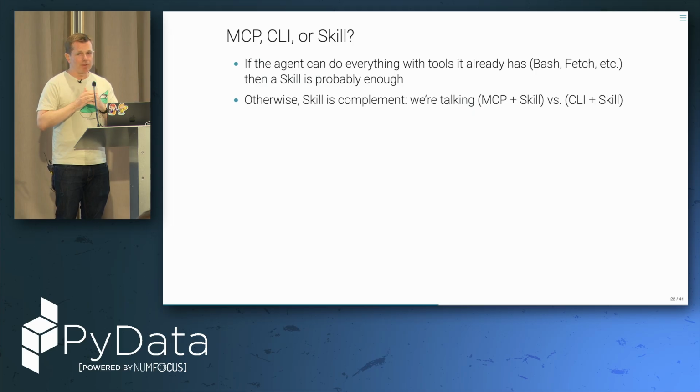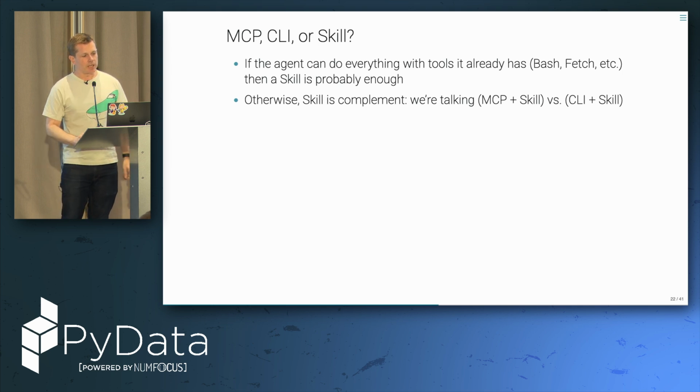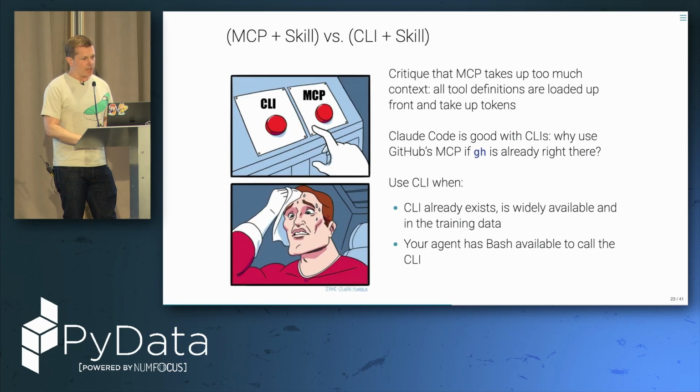If you can describe everything you want to do with tools that your agent already has, like Bash or web fetch or anything like that, then a skill is all you need. You just tell it how to use things it already knows how to do. But otherwise, a skill is really a complement. And I think a very productive pattern is to have a skill that goes with your CLI or with your MCP server: here are the tools, and here's how you use them. Here's how you compose them together. So the choice you're actually making is really between MCP and skill, or CLI and skill.